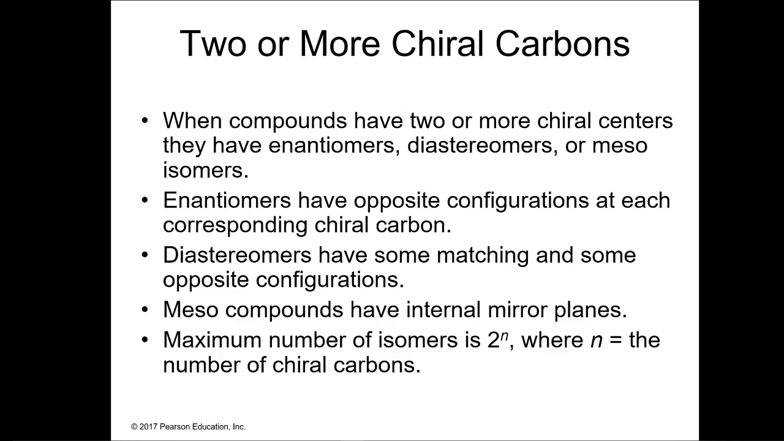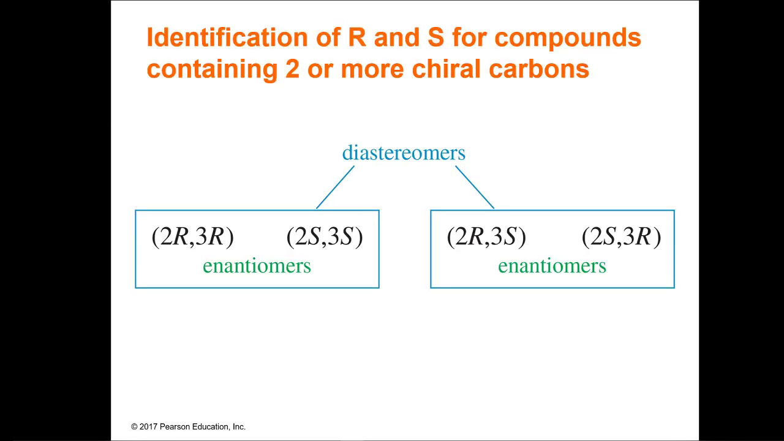We'll talk about that. In general, the maximum number of isomers is going to be 2 to the n, where n is the number of chiral carbons. So if you have 2 chiral carbons, you'll have 4 stereoisomers. If you have 3 chiral carbons, there are 8, and it goes up exponentially. So we're not going to deal with things that have a trillion chiral carbons, because that gets to be a pain.